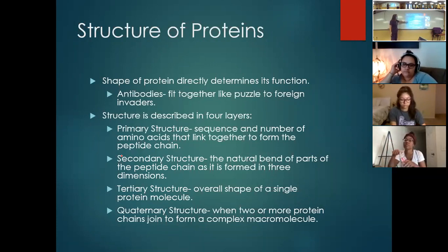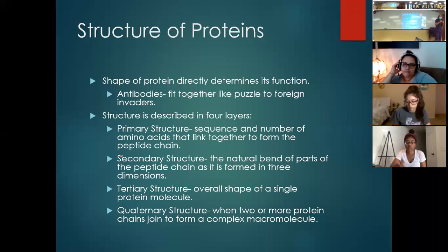Once I have these natural bends, now I'm going to start doing the detail shaping. This is called tertiary. It's also known kind of as a secondary. Once I get the natural bends, now I can go in with origami and start folding it and really getting an intricate shape. Quaternary is where I have two of these structures and I bond them together.